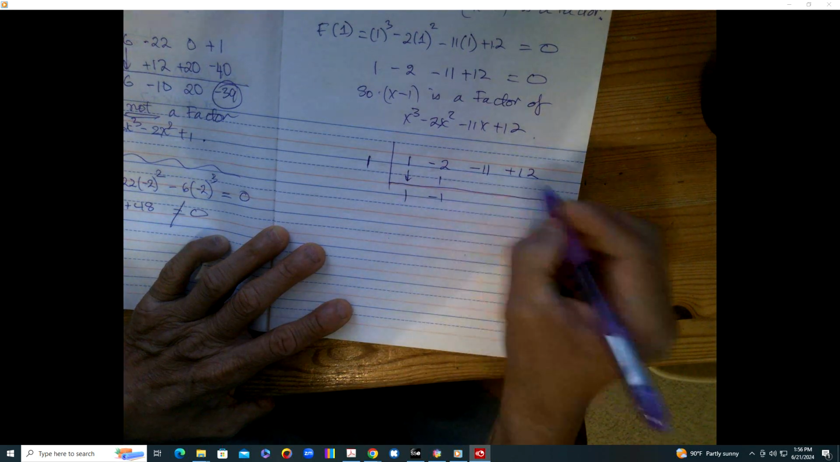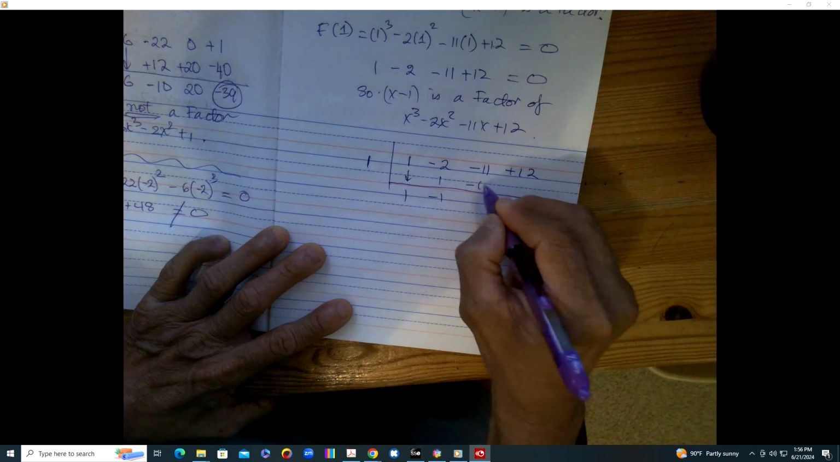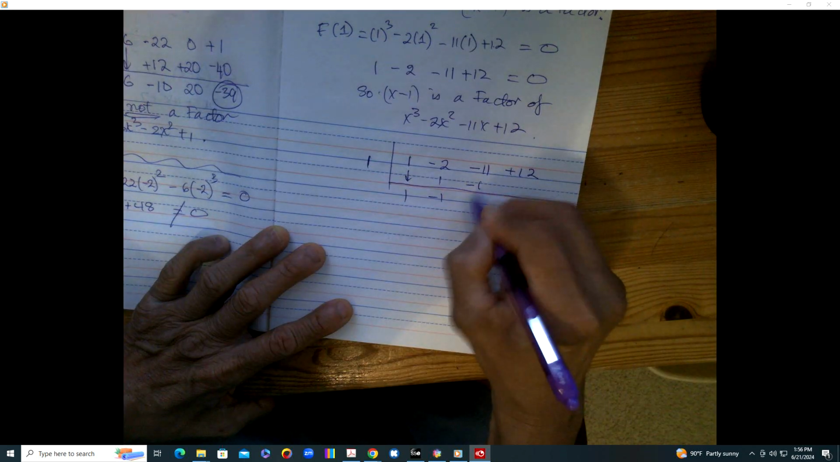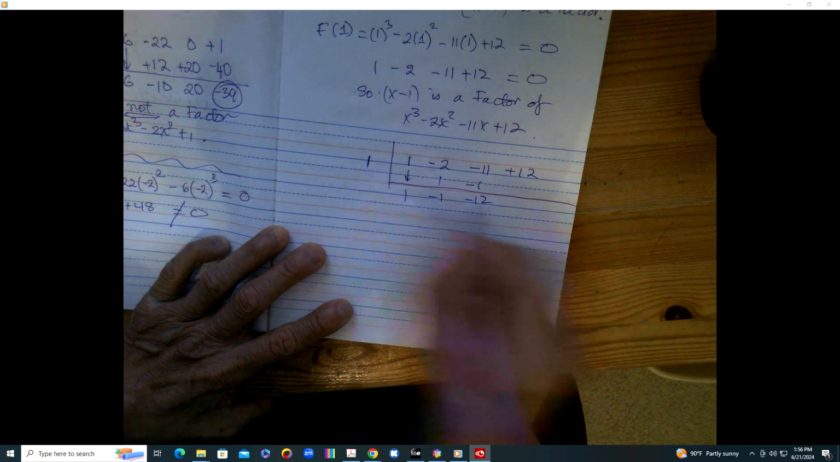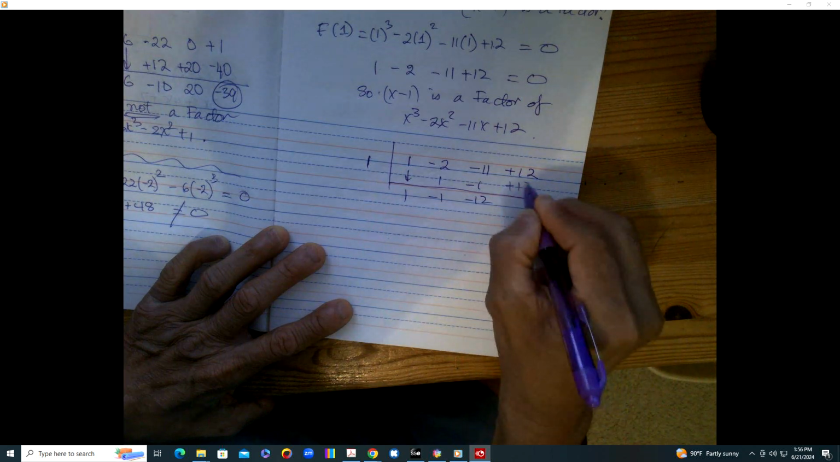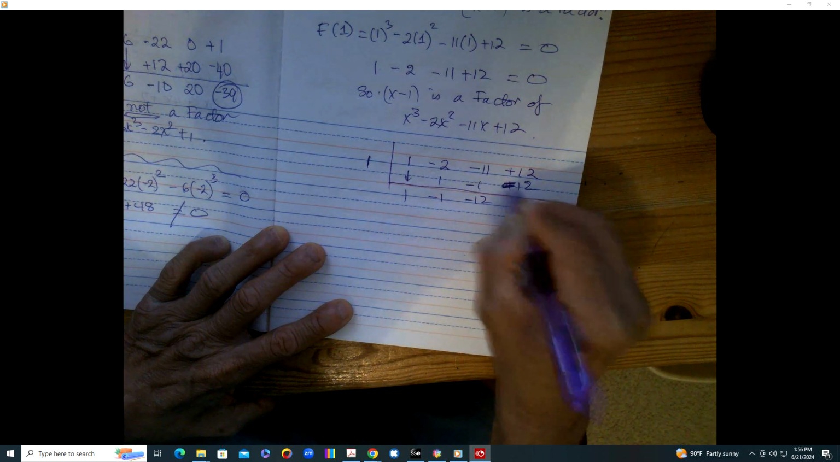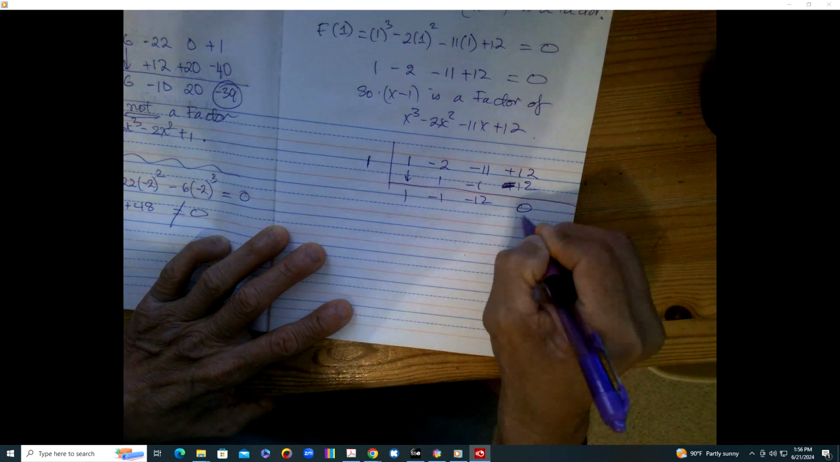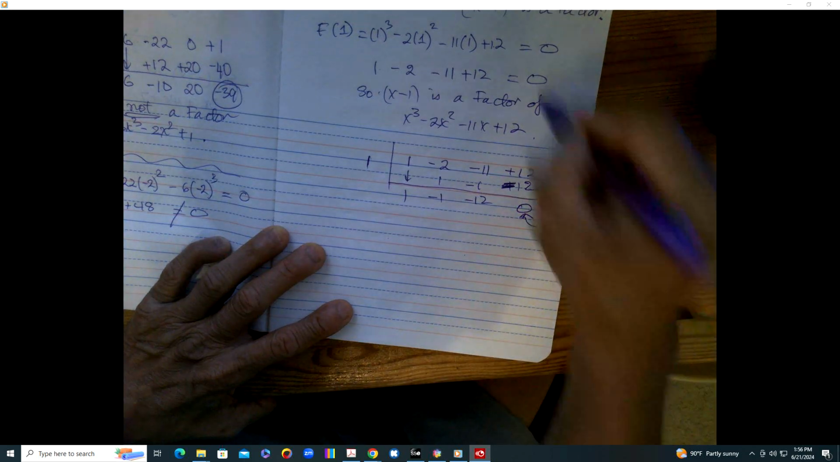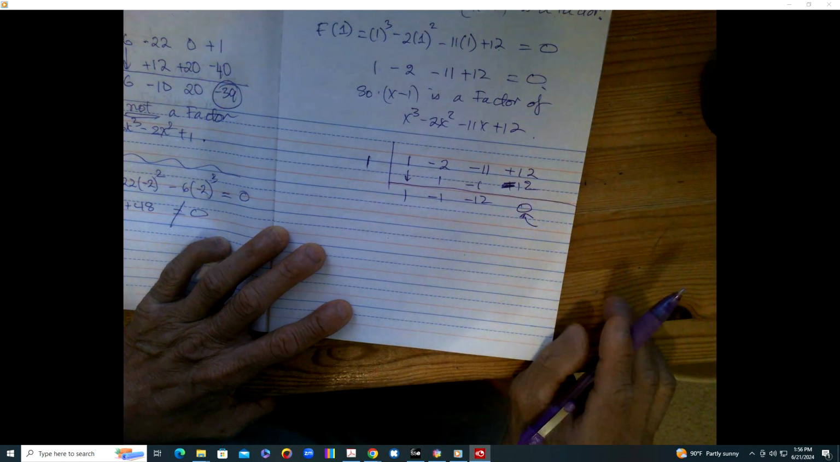1 times negative 1 is negative 1, right? So add them up. That gives me negative 12. Then 1 times negative 12 is negative 12. Plus 12, right? That gives 0. So the remainder here is a 0, just like here. So we know it's a factor.